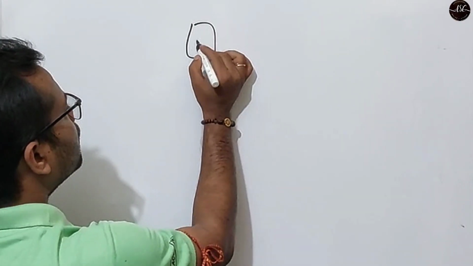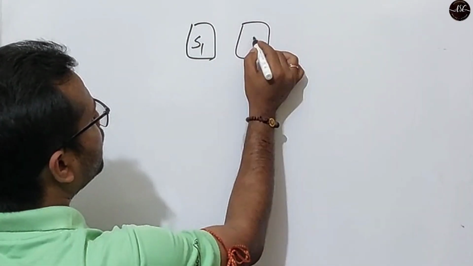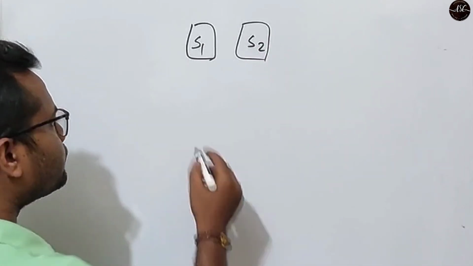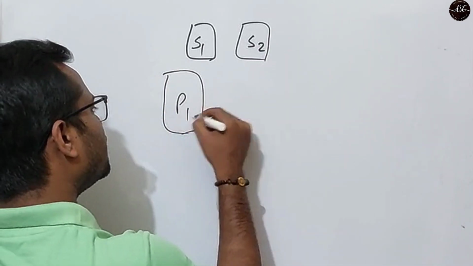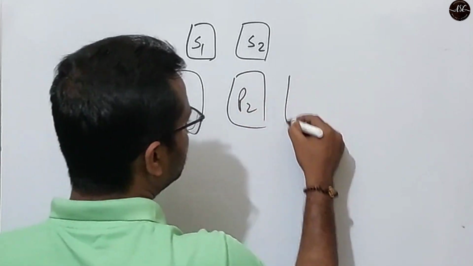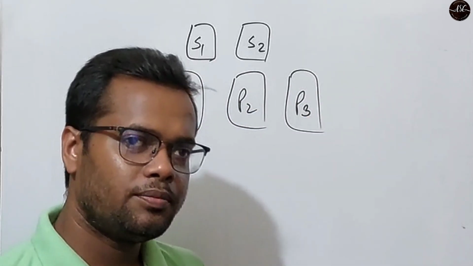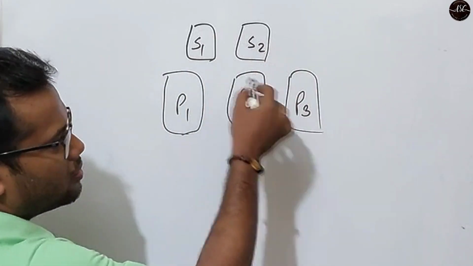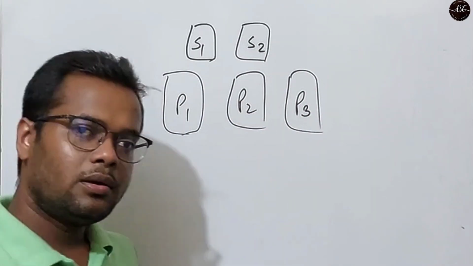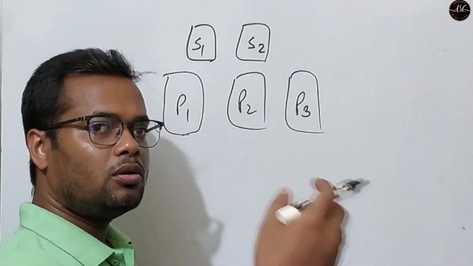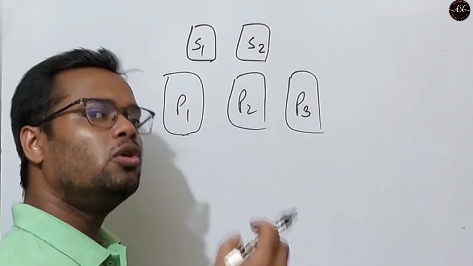A common question always arises in our mind. Let you have two shirts, namely S1 and S2, and 3 pants, namely P1, P2 and P3. And let there be a question: from these shirts and pants, how many pairs can you choose to wear?